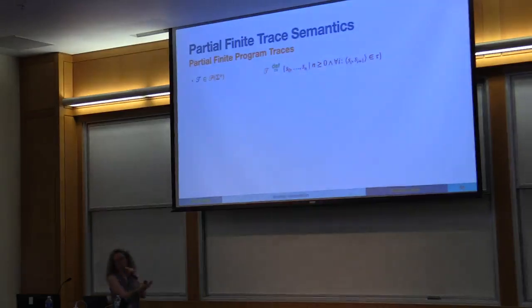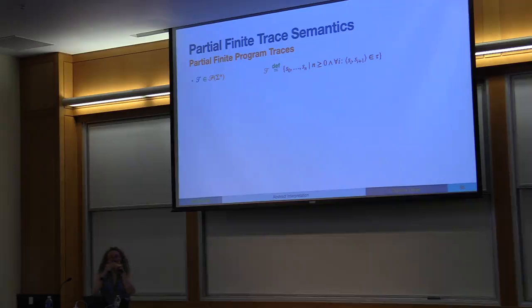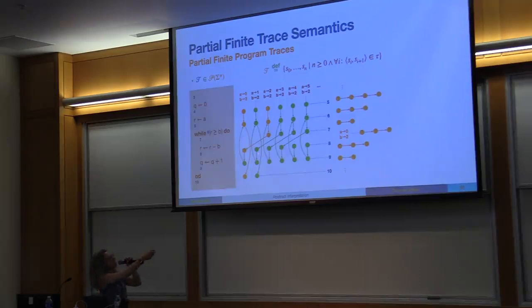And so this is what this partial finite trace semantics is building, essentially. So these are partial finite program traces, essentially pieces of traces. So you have sequences of states where each state is connected by the transition relation, but they don't necessarily start from any particular state. So in the example here, they could start wherever in the middle, they can start from some other state, and so on.